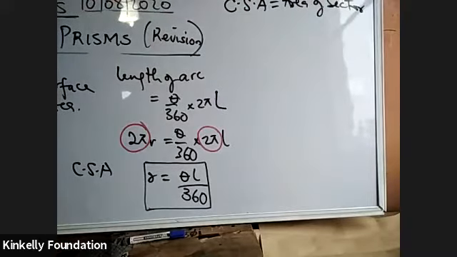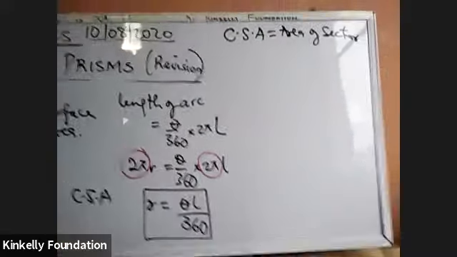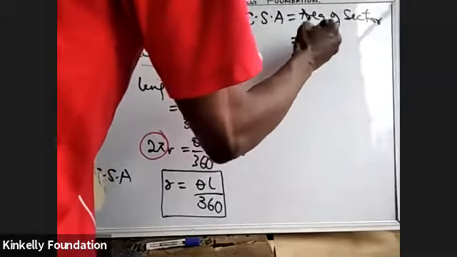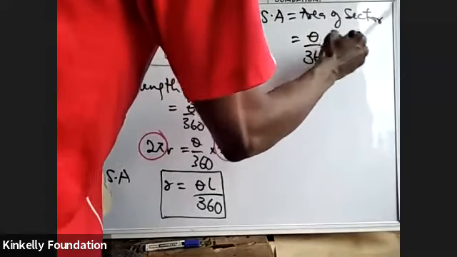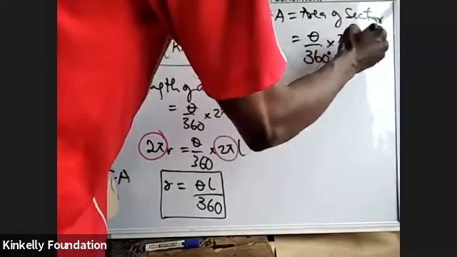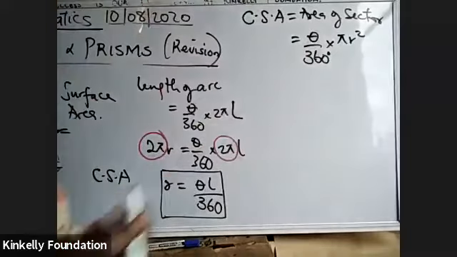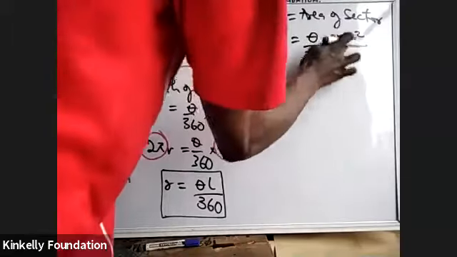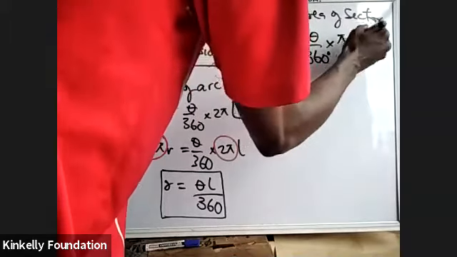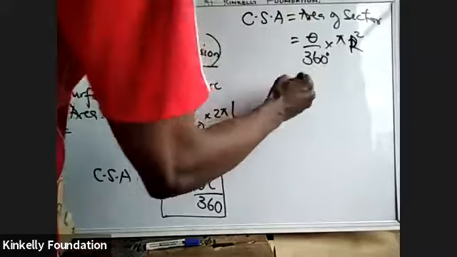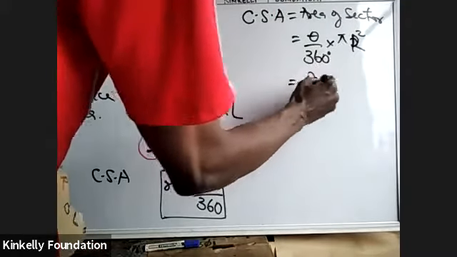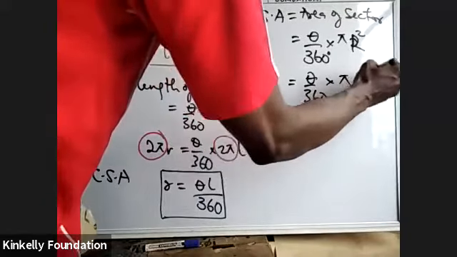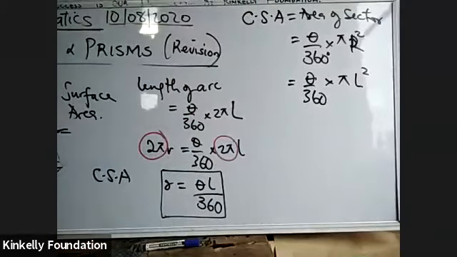And now, what is the area of a sector? The area of a sector is given as theta over 360 times pi r squared. And remember that the r we are talking about is the big R. This big R is also the length. That is theta over 360 times pi L squared. Do you understand?